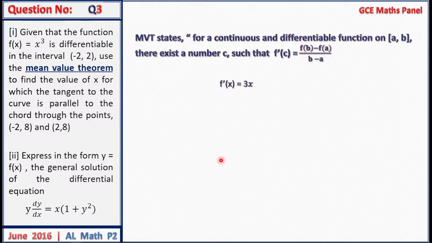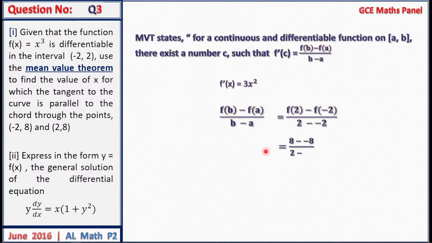So let us start by looking for f prime of x. F prime of x will be equal to 3x squared, and f of B minus f of A over B minus A will be equal to f of 2 minus f of minus 2, because you can see the limits here, right? From minus 2 to 2. So we have f of 2 minus f of minus 2, over 2 minus minus 2. So that will give us 8 minus minus 8 over 2 minus minus 2, which is equal to 4.